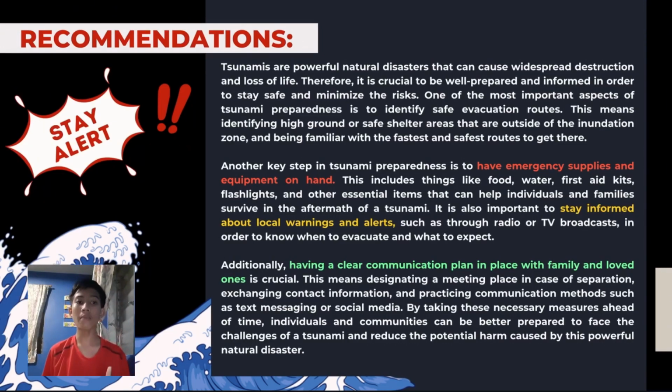Another key step in tsunami preparedness is to have emergency supplies and equipment on hand. This includes things like food, water, first aid kits, and flashlights, and other essential items that can help individuals and families survive in the aftermath of a tsunami. It is also important to stay informed about local warnings and alerts, such as through radio or TV broadcasts, in order to know when to evacuate and what to expect.